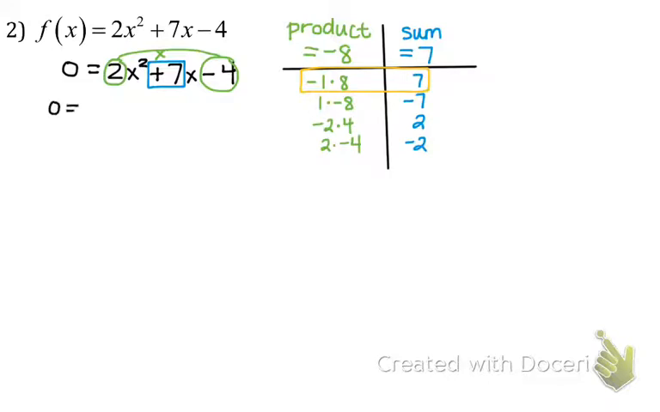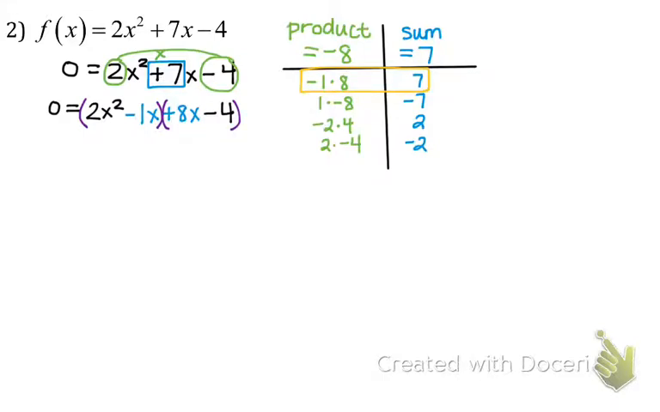So now I start by rewriting my 0 equals 2x squared. Remember, the first term always stays the same. The only thing that changes is that I'll break up that b term into my two factors, minus 1x plus 8x, and then minus 4, your c term, all equal to 0. Now that I have 4 terms, I can factor by grouping, group off my first two terms, and then the sign plus my second two terms.